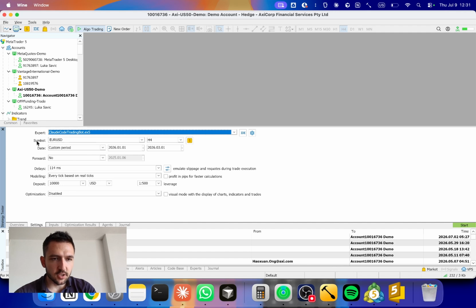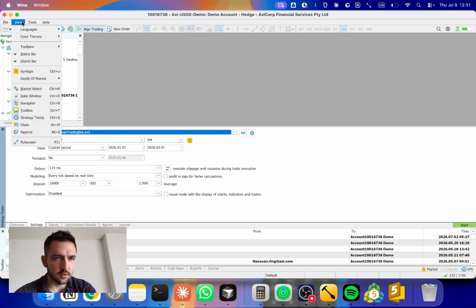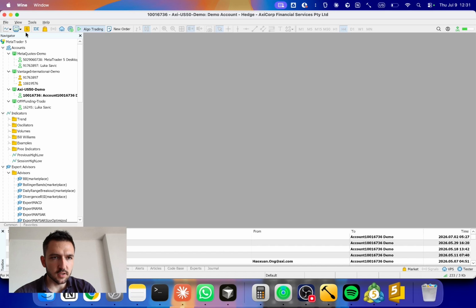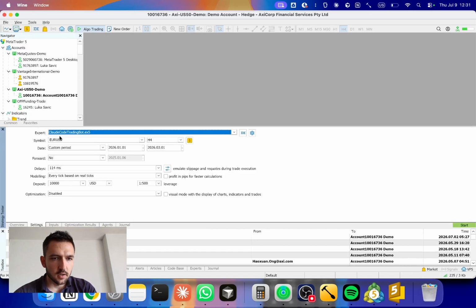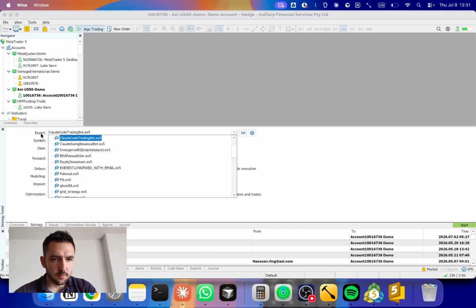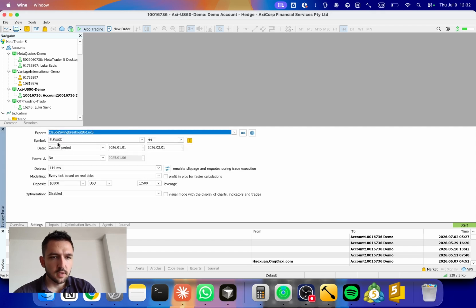So here in MetaTrader, here's the strategy tester. If you don't have it, you can go to view and strategy tester right here. So you can pick here in the expert tab Claude swing breakout bot, and you can copy all of the settings that I have here. So let's say we're gonna test on Euro US dollar, the H4 time frame. This strategy should be traded on higher time frames. We're gonna test the first 3 months of 2026.